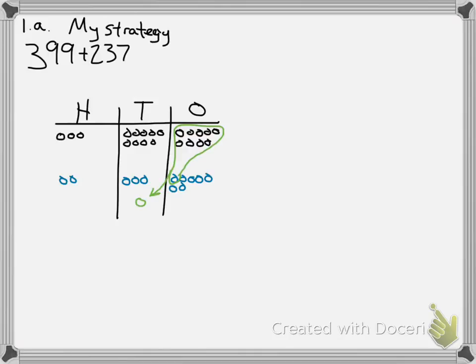Don't forget to draw your chip. And I have 1, 2, 3, 4, 5, 6 of these left over here. Then I've got 9, 10 in my tens column. Don't forget to draw my chip. And I've got 3 left here in the center in my tens column. Then I have 6 over here in my hundreds column. So I come up with 636.